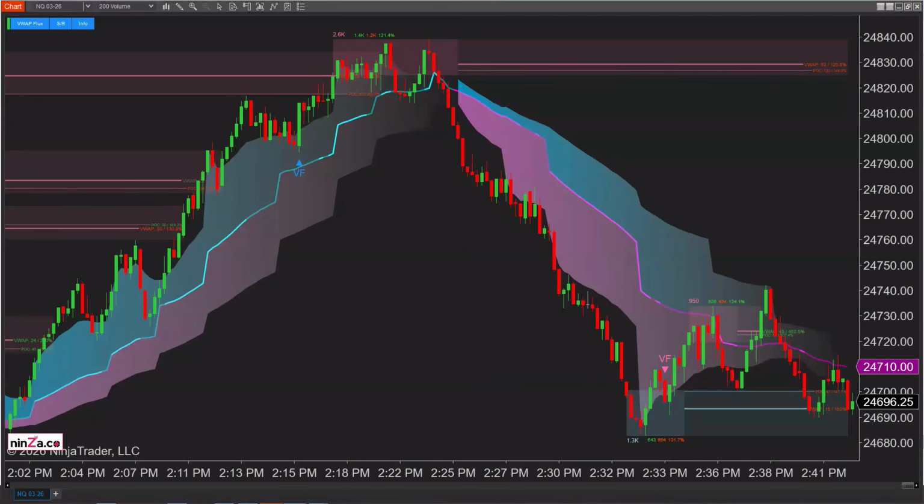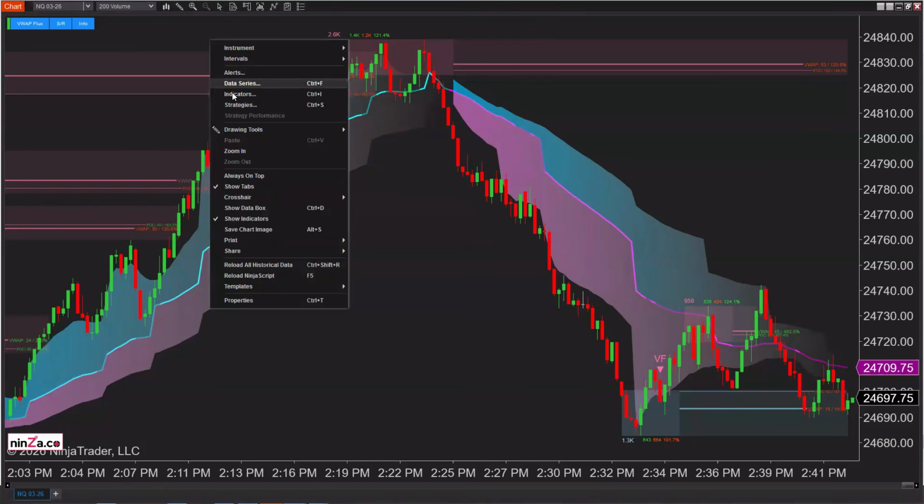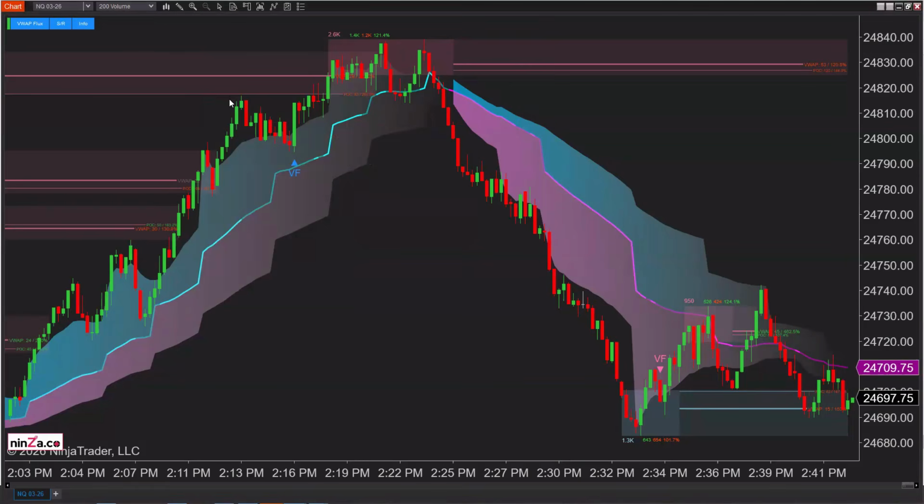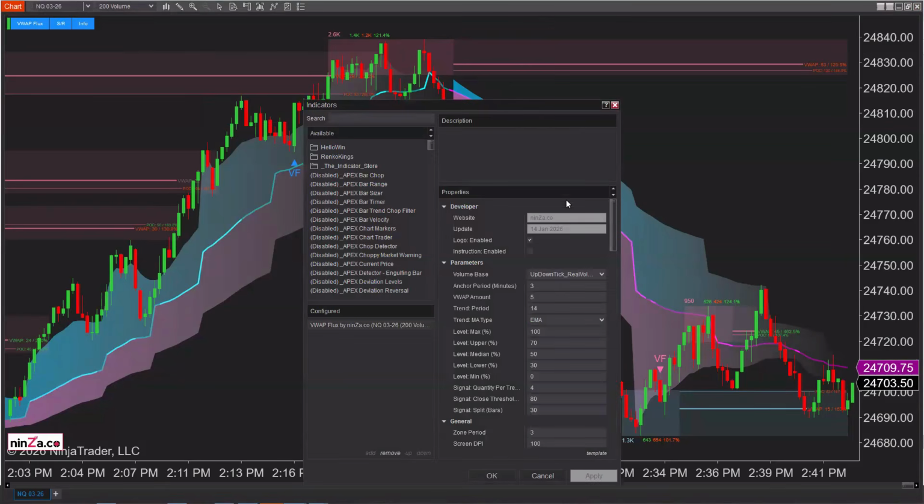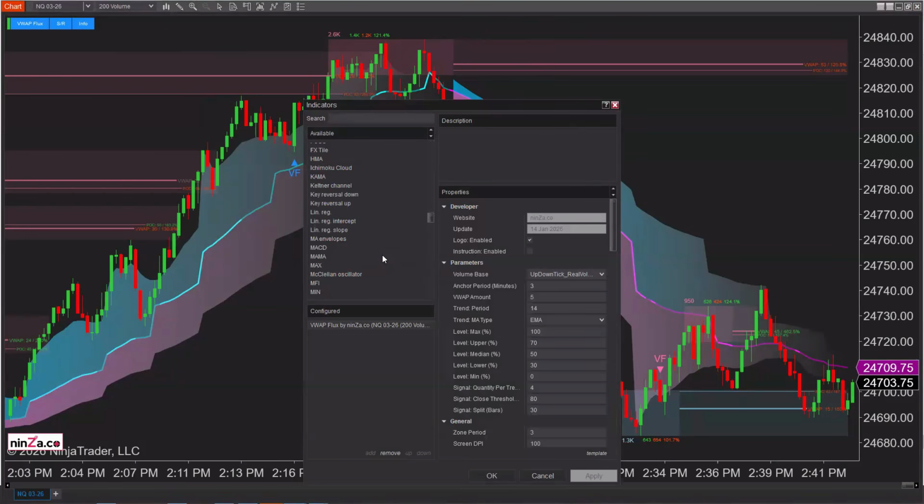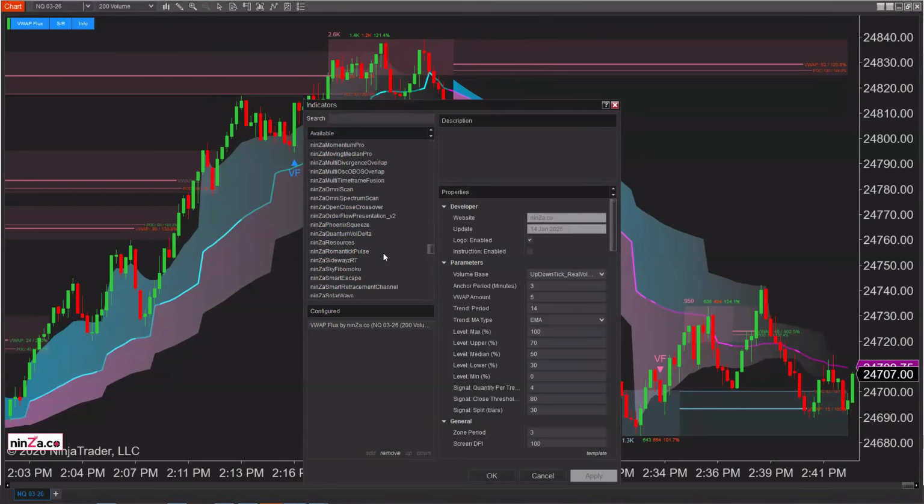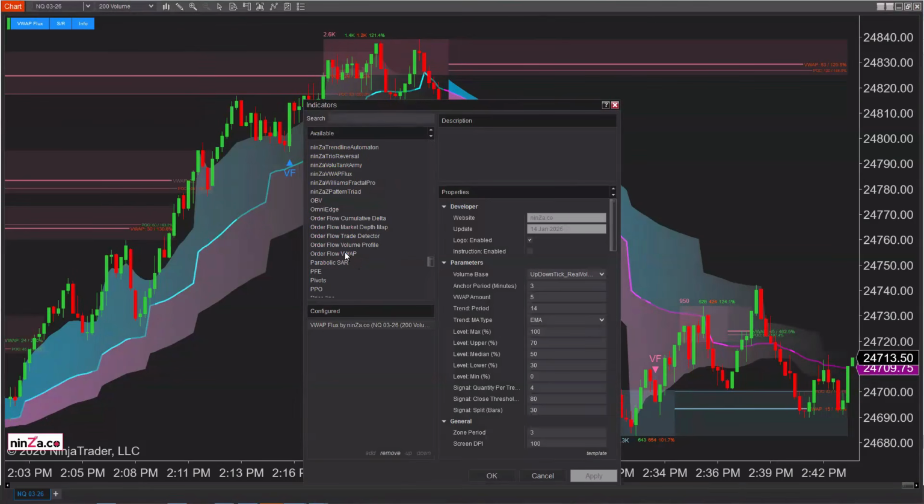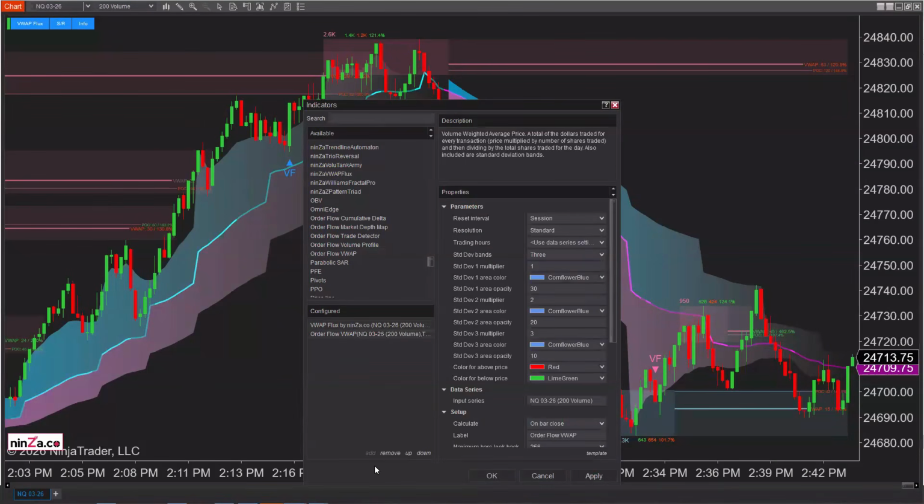Okay, can you add traditional VWAP to the chart to show the difference? It's going to be messy, but that's what you want. Okay. So, traditional VWAP. Order flow VWAP. Boom.